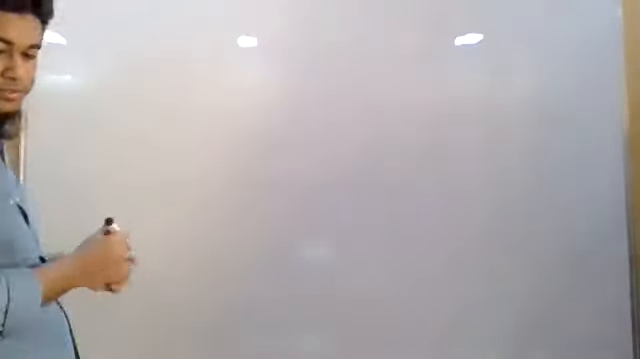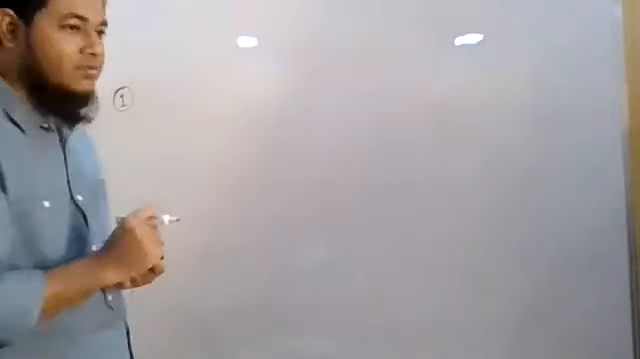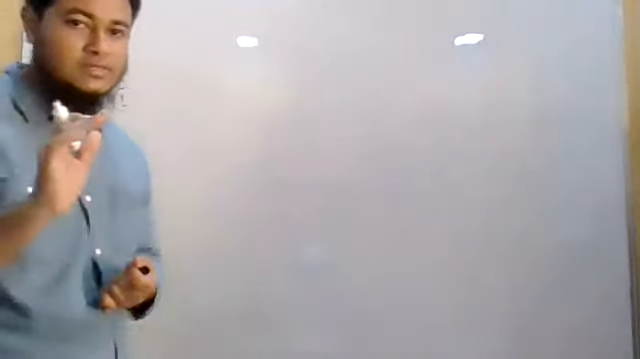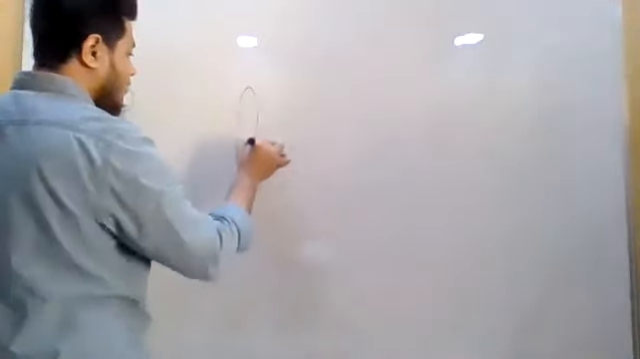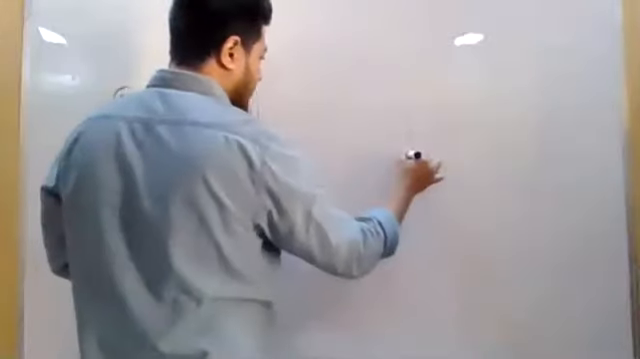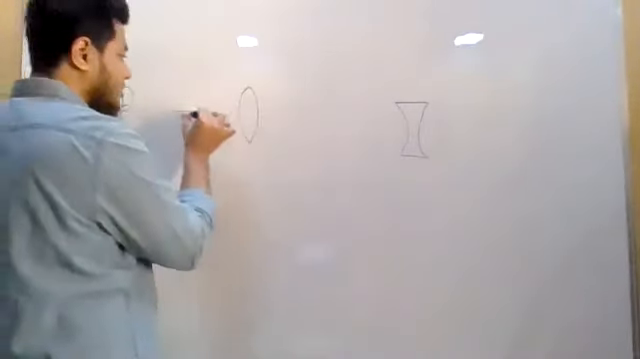So the number 1 rule of ray diagram: if the light ray is passing through the optical center, then what will happen? It will not change the direction, refraction will not occur. Okay, and this is true for both concave and convex lens.